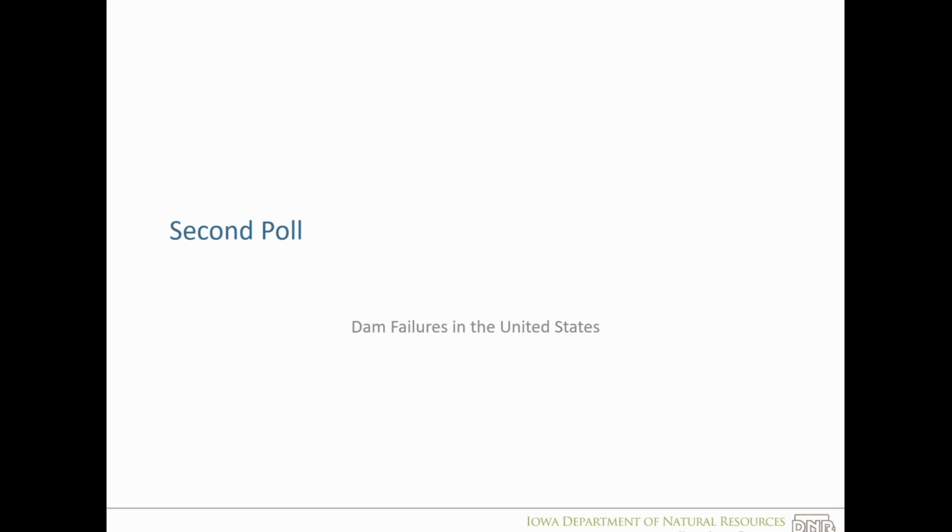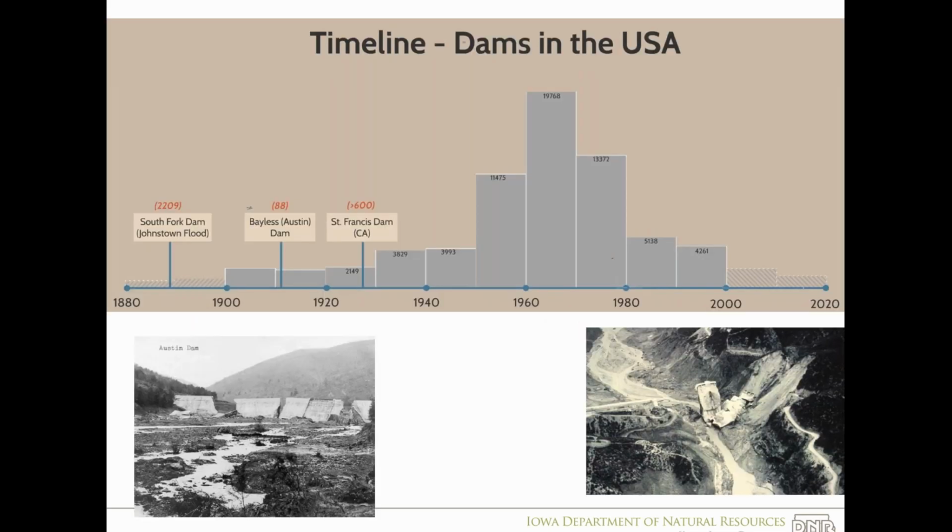So let's dive into the history a little bit. Our first major wake-up call as to the impacts that dams could have was in 1889. The South Fork Dam in Johnstown, Pennsylvania failed, and we saw about 2,200 deaths for that flood event. It was a major flood event as well as a dam failure.